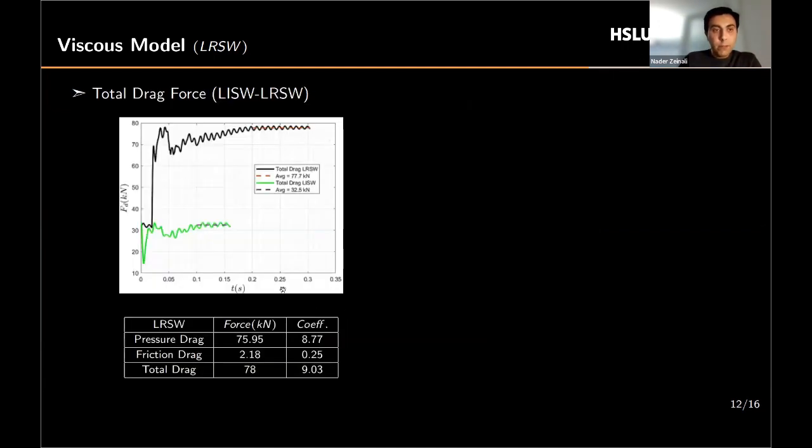And for having a better visualization and understanding of the drag force, I put the two drag forces, due to the incident wave and the reflection wave, in one plot. The black one is actually the drag force induced by the reflection wave, which almost gets stable at 78 kilonewton. And even after interaction of the reflection wave with the pod, friction drag increases, but it's still negligible in comparison with the pressure drag.